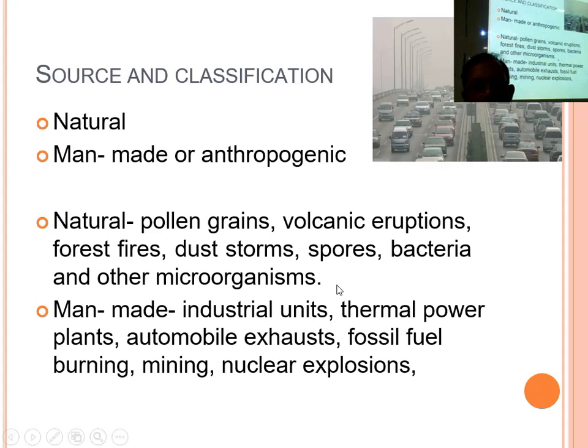Man-made: thermal power plant, any type of power plant, thermal power plant, nuclear power plant, some pollution will be there. In a thermal power plant, you have coal burning, so sulfur dioxide and carbon dioxide gas will be there. Carbon dioxide is a greenhouse gas and sulfur dioxide is a toxic gas, a pollutant. So both ways it is bad.